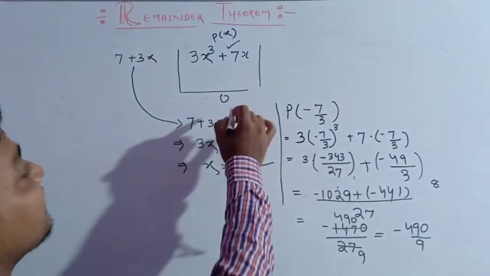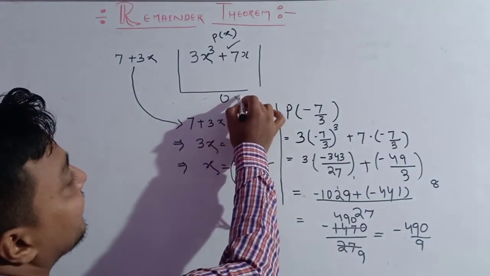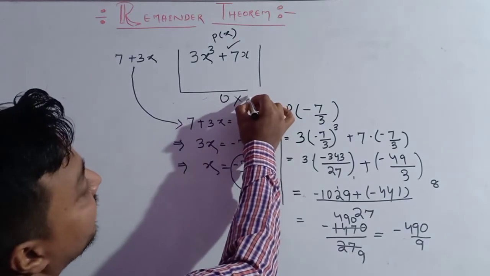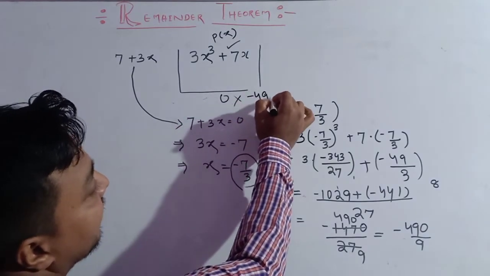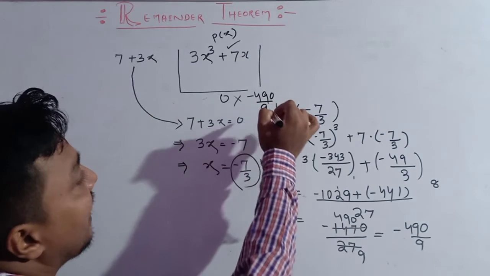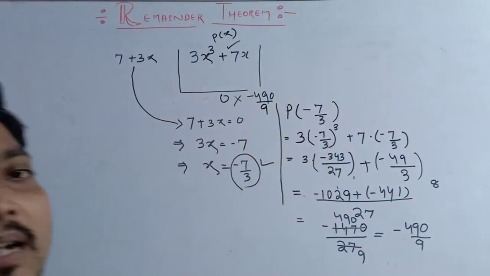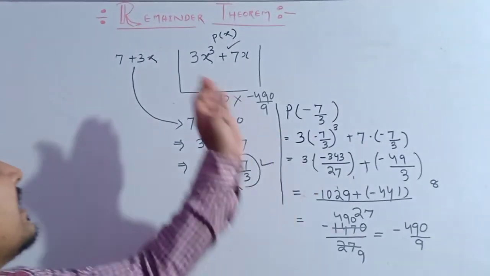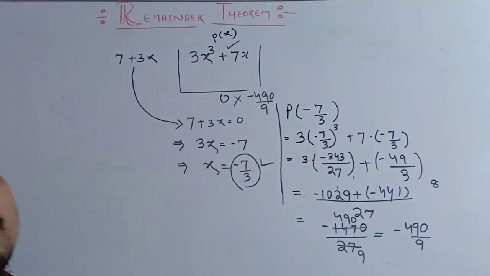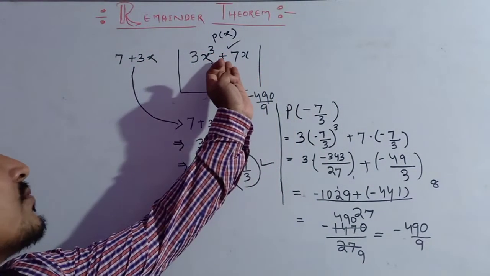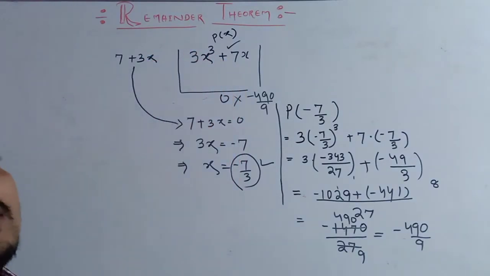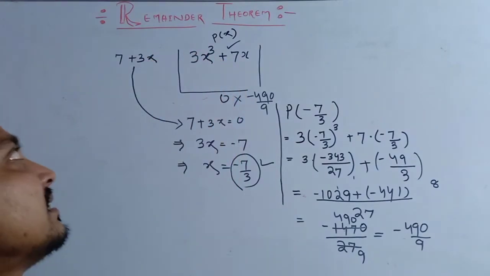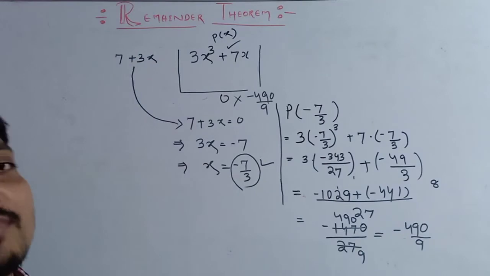Instead of getting 0, we got minus 490 divided by 9. As the remainder is not equal to 0, we cannot say this is a factor of this one. Otherwise, we cannot say this is a multiple of this one. So for this question, this is not a factor of this one.